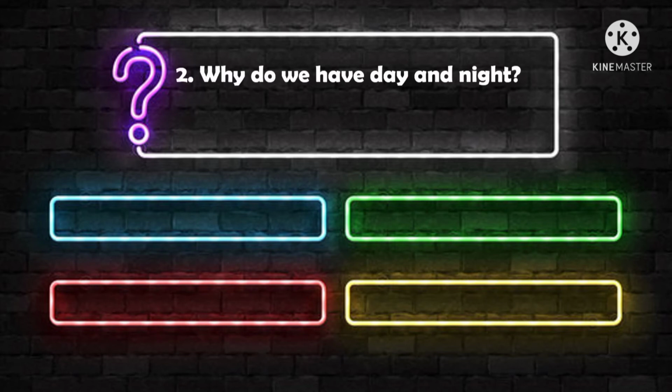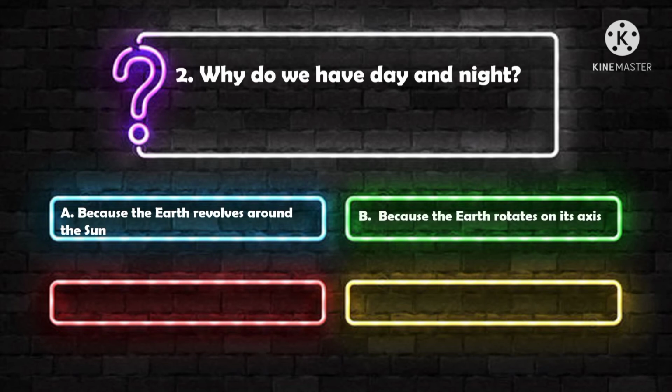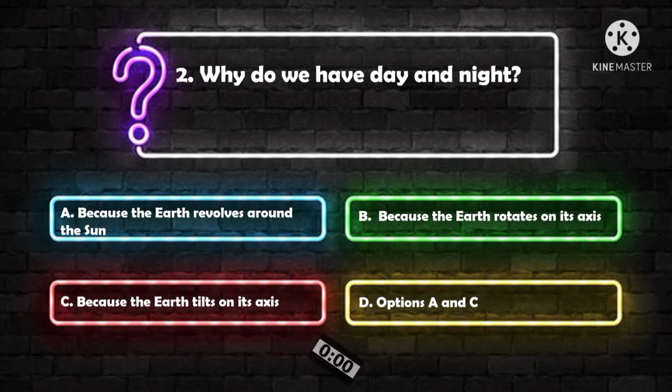2. Why do we have day and night? A. Because the Earth revolves around the sun. B. Because the Earth rotates on its axis. C. Because the Earth tilts on its axis. Or D. Options A and C. The answer is B. Because the Earth rotates on its axis.